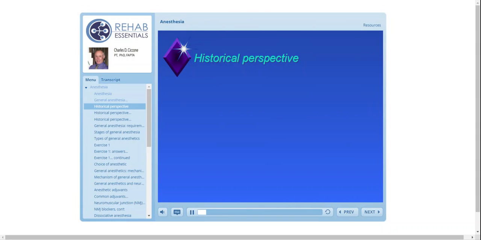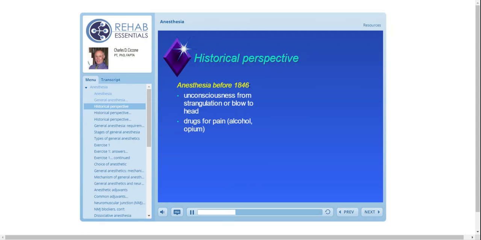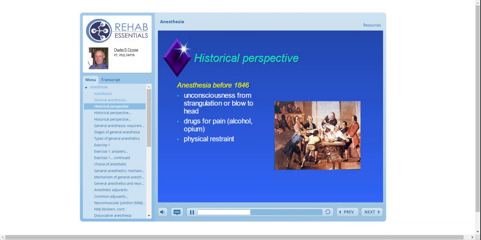Now, before we get into the actual drugs, we want to talk a little bit historically. Before 1846, patients were often made unconscious by strangulation or a blow to the head. Drugs might be used if a patient could afford them, things like alcohol and opium. But most of the time, there was no chemical intervention. The patient was simply restrained physically by several large assistants to allow a surgical procedure to be performed. And the procedures were rather barbaric. Amputations, draining an abscess.